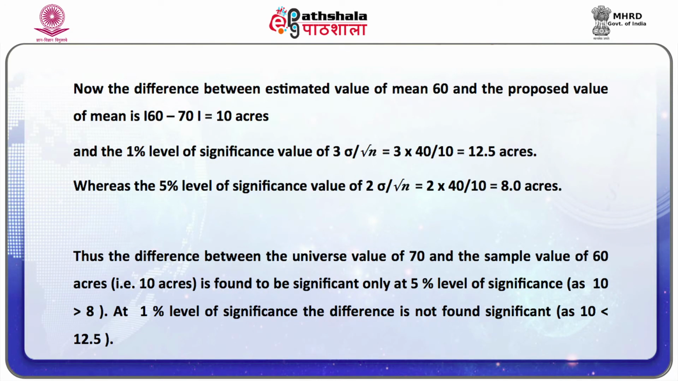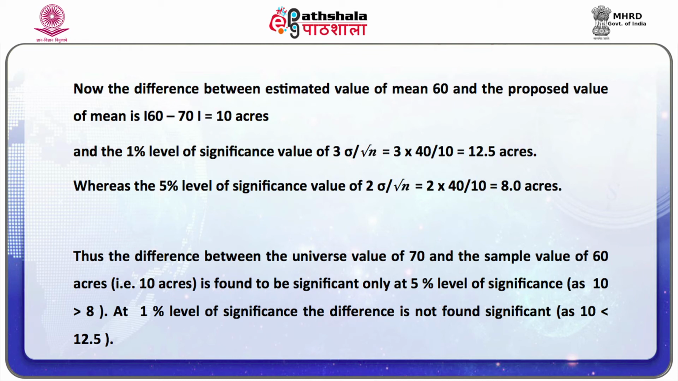Now, the difference between the estimated value of mean 60 and the proposed value of mean is 60 minus 70. The absolute value of this is 10 acres, and the 1% level of significance value for 3 sigma upon root n is equal to 3 into 40 upon root 100, that is 12 acres, whereas the 5% level of significance value of 2 sigma upon root n is equal to 2 into 40 upon root 100, that is 80 upon 10, equal to 8 acres only.